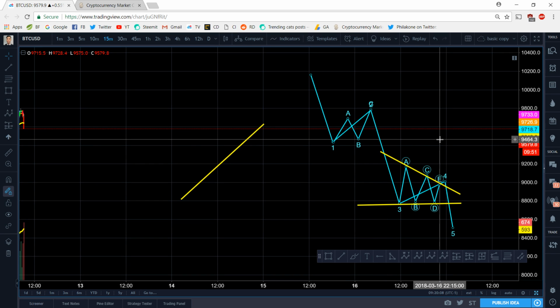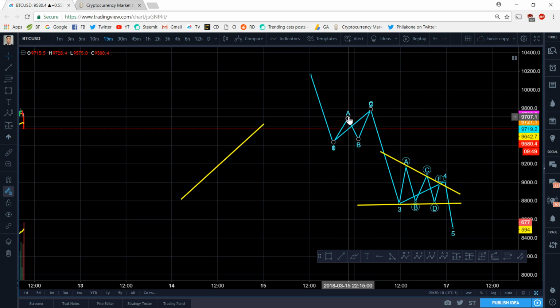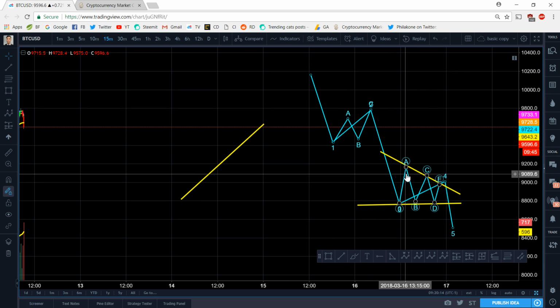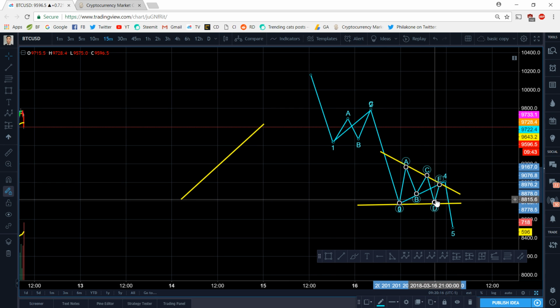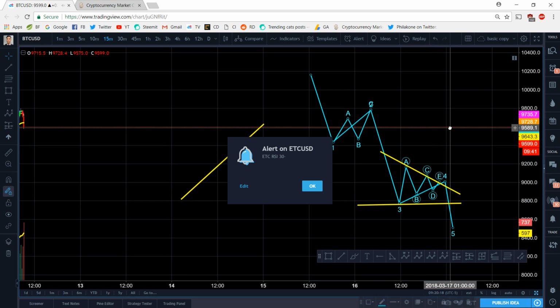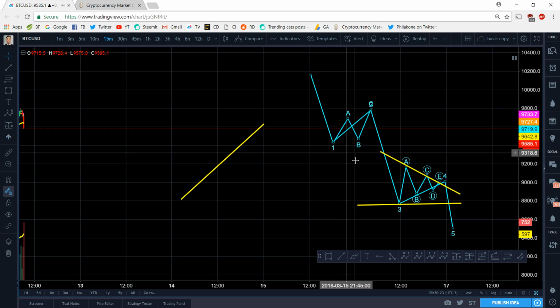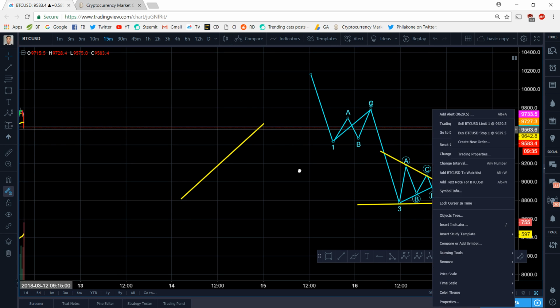So this is called the rule of alternation as well, where waves 2 and 4 like to alternate. If wave 4 makes some sort of A, B, C, D, E, it could also be a symmetric triangle as well, right? If wave 4 does that, wave 2 could do a zigzag. If wave 2 did the A, B, C, D, E, wave 4 could do the A, B, C.